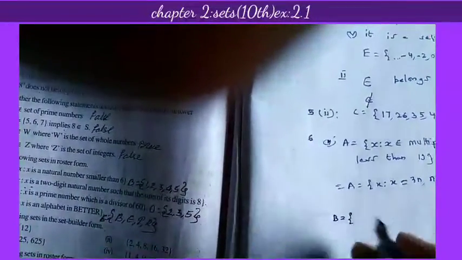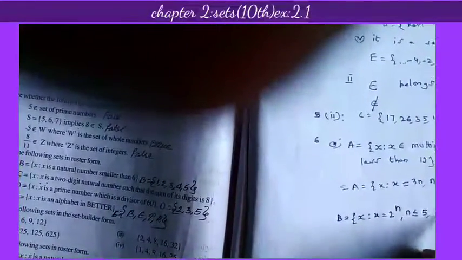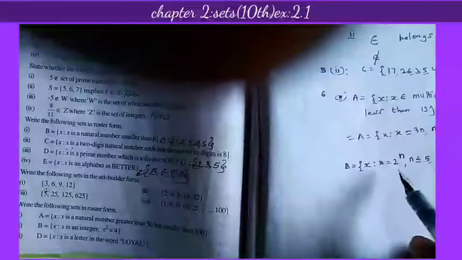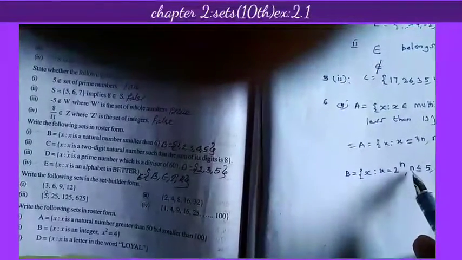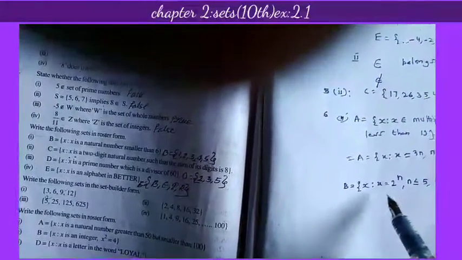So I write the set here, B equals the set of x such that x is 2 to the power n, where n is less than or equal to 5, and take that power from natural numbers. This is the set builder form of the given elements. So we can replace n up to 5: 2 to the 1 is 2, 2 squared is 4, 2 cubed is 8, 2 to the 4 is 16, 2 to the 5 is 32. So up to 5, our set is completed.